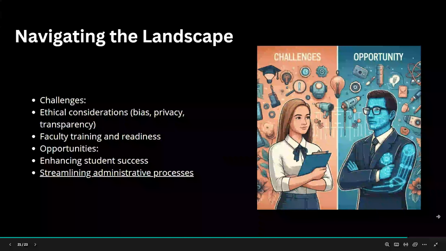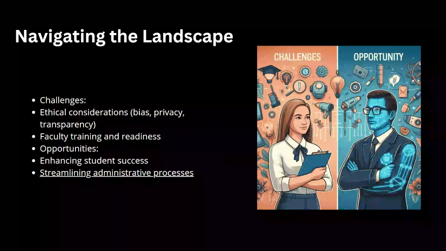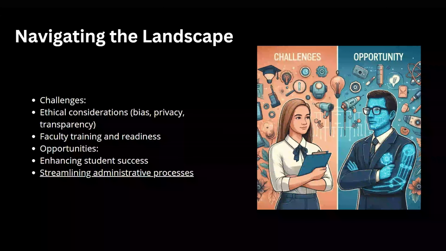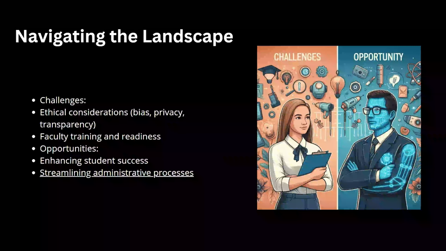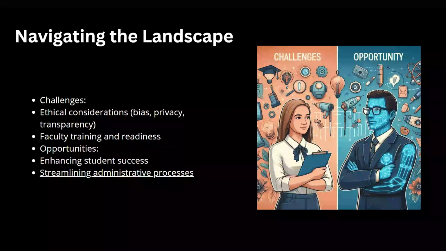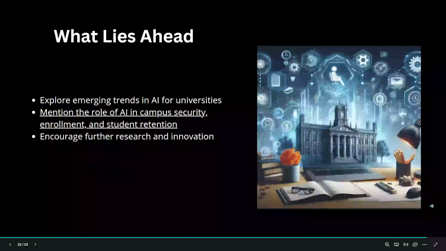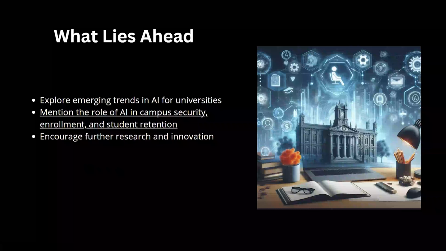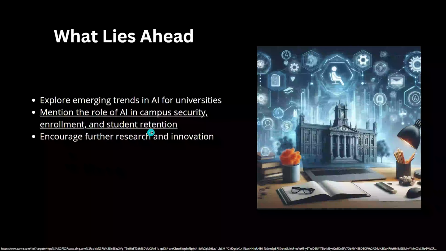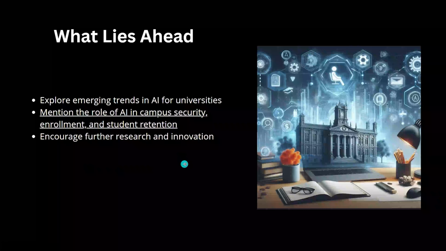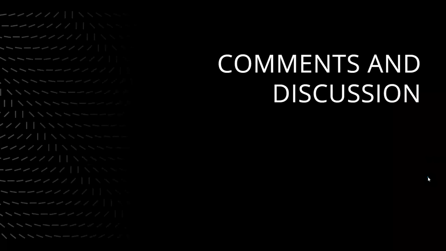There are some challenges for this. So as we navigate the landscape of AI in higher education, we need to consider some ethical considerations like bias, privacy, and transparency, faculty training and readiness, but there are lots of opportunities like enhancing student success and streamlining administrative processes. So, in conclusion, what lies ahead? There are a lot of emerging trends for AI in universities, from campus security, enrollment, and student retention, and we should be encouraging further research and innovation. Thank you. So that is the end of my AI presentation made by AI.